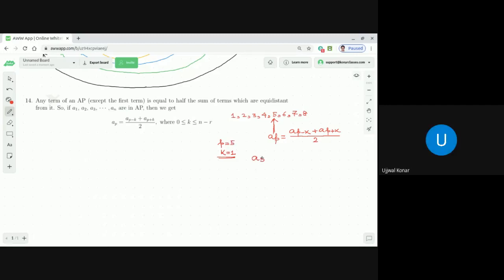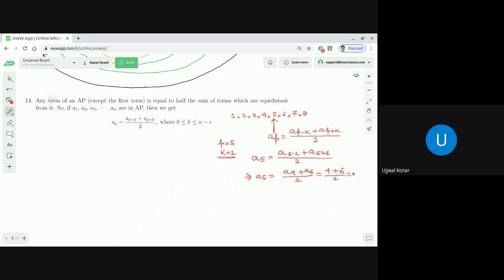So what is the value of A5 we are going to get? A of 5 minus 1 plus A of 5 plus 1. By the way, 5 minus 1 and 5 plus 1 are all subscripts here. In simple terms, A5 is equal to A4 plus A6 by 2. Correct, dear students? Now, what is A4? The fourth term, that is 4. And what is A6? The sixth term, 6 by 2.